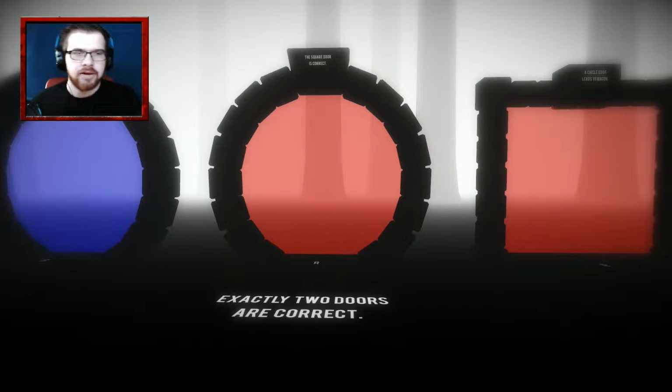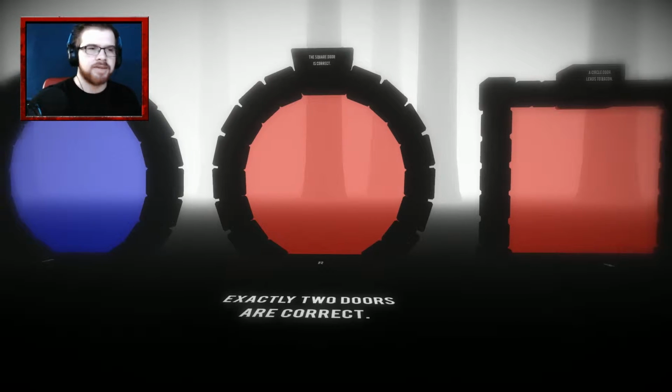So if the blue was correct, then it would mean that a red door leads to bacon. Awesome. The square door is correct. No, so it's this one. Basically, we want 2 to be correct. The square door can be correct, and the circle door can lead to bacon, and it can be blue, and it would mean the blue one is wrong.